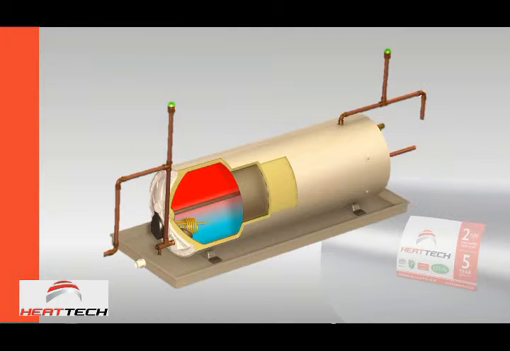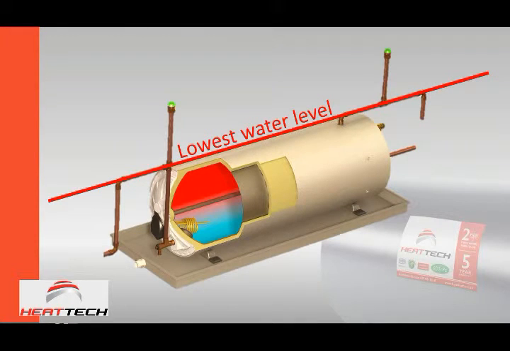Now, a second practical function of the vacuum breaker is not only to keep the water clean, but it's also to protect the geyser, to make sure that the geyser never runs dry, that there's always water in the geyser, so that the element won't burn and so on.